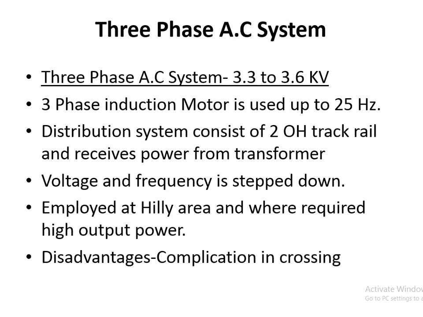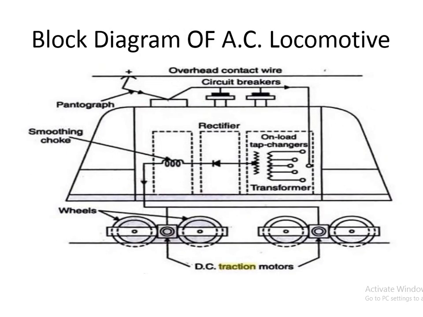One disadvantage of the three phase AC system is the complication in crossings. Obviously, since it consists of two overhead lines, there will be some complications at the crossings. So we'll see the block diagram of the AC locomotives. Thank you very much.